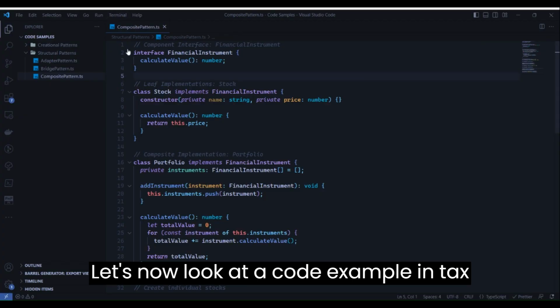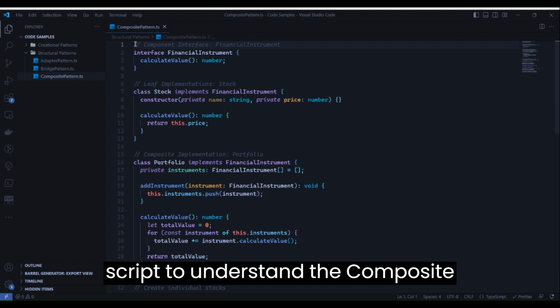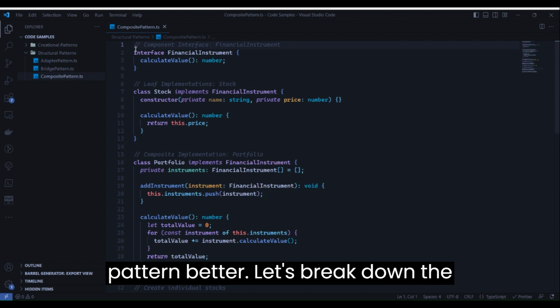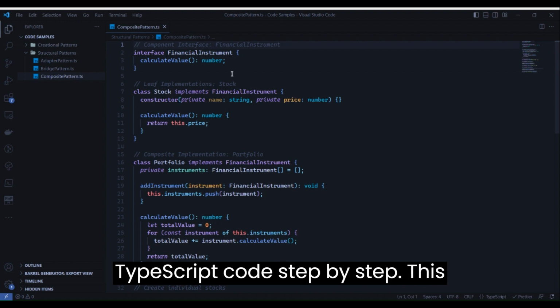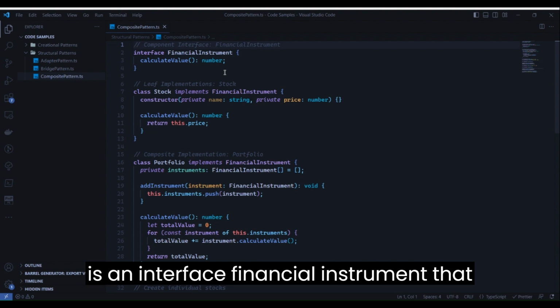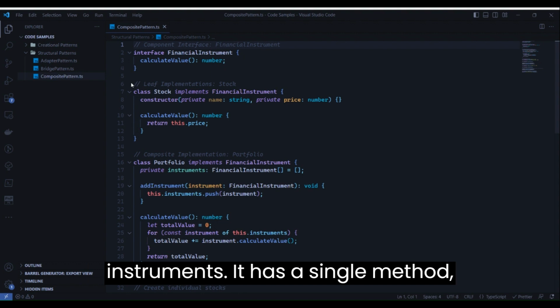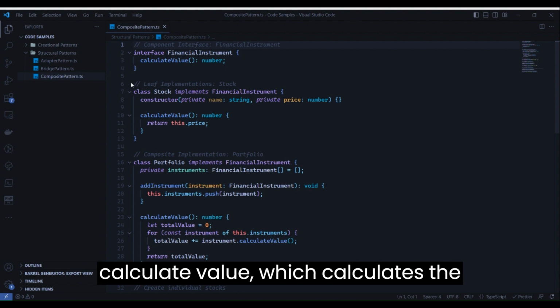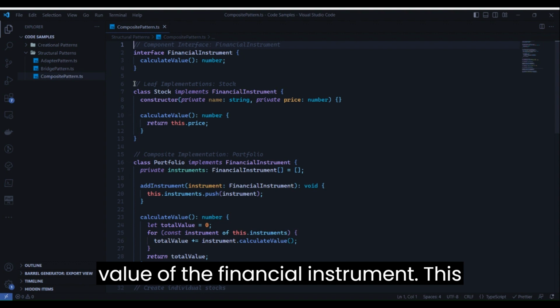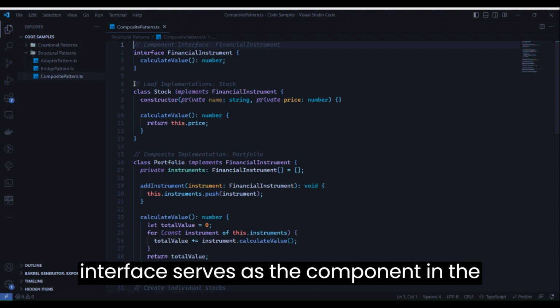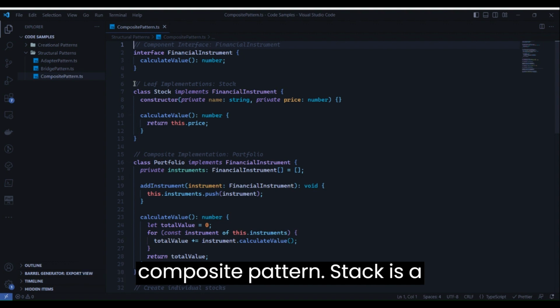Let's now look at a code example in TypeScript to understand the composite pattern better. Let's break down the TypeScript code step by step. This is an interface, FinancialInstrument, that defines a contract for all financial instruments. It has a single method, calculateValue, which calculates the value of the financial instrument. This interface serves as the component in the composite pattern.